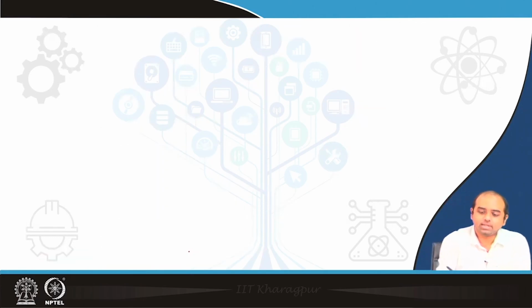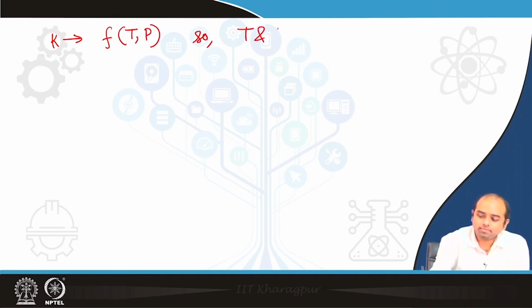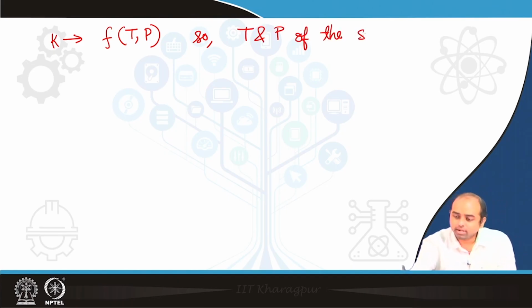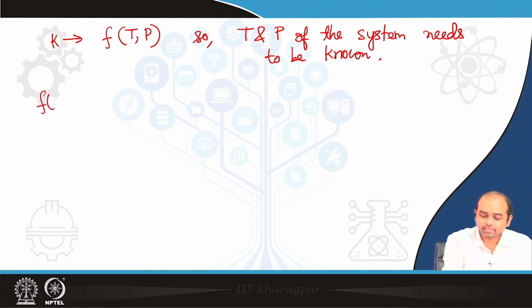So, temperature and pressure is something which determines this K. Let me write it down. In this case, K is a function of temperature and pressure. So, T and P of the system needs to be known, right, and then only you will have this f of theta, which is the summation across all the components, can be worked out.